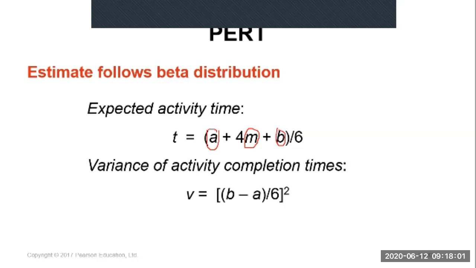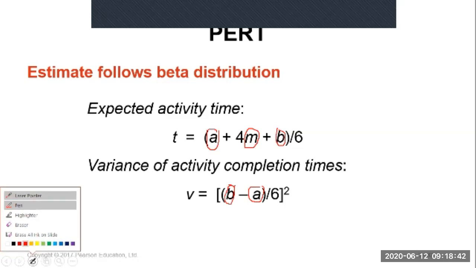Next, when we want to calculate the project probability to complete within a certain duration, we need a variance for each activity. V is for variance. To calculate the variance: B, the pessimistic time, minus A, the optimistic time, divide by 6 and squared. So this is the formula for variance. I will show you next how to calculate.